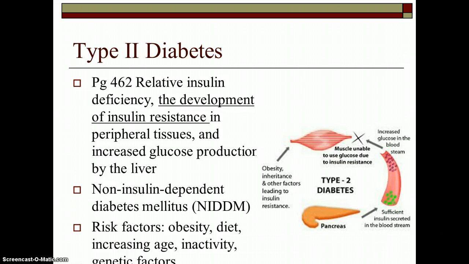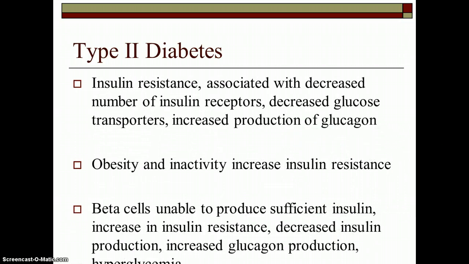Risk factors: this is the most common type, so it's going to be related to obesity, diet, aging, inactivity, and genetic factors. So insulin resistance is associated with a decreased number of our insulin receptors on cells. So we have less receptors, that means less of the insulin is going to be used. The glucose will not be carried into the cell via the receptor site, so it stays within our circulation and increases our blood glucose production.